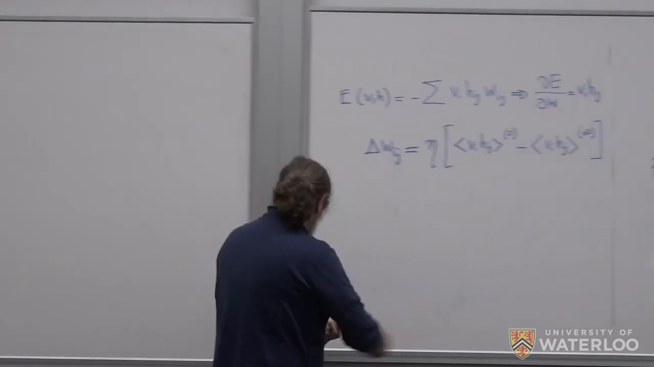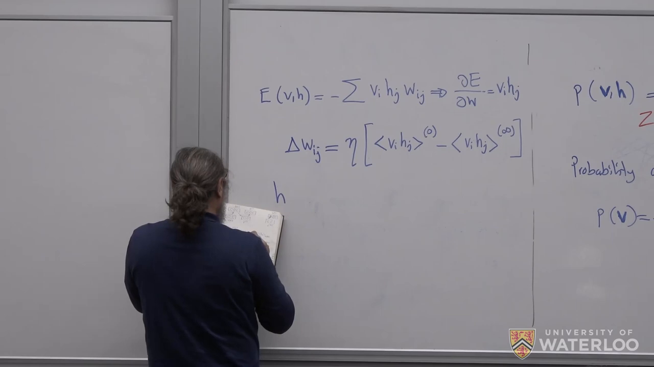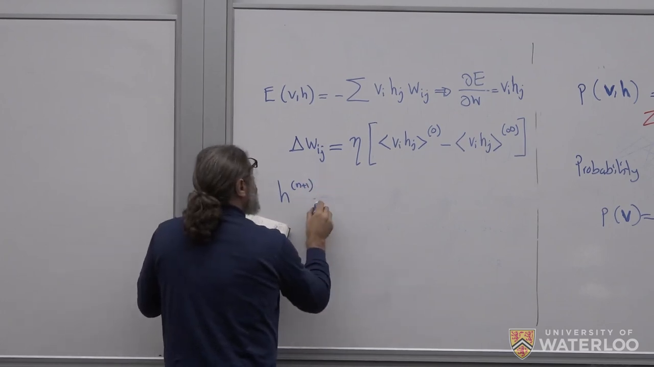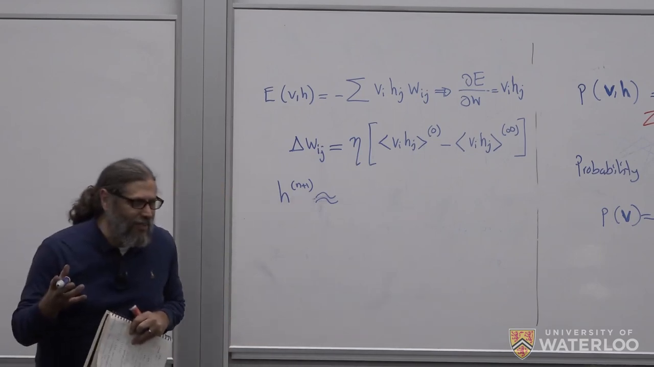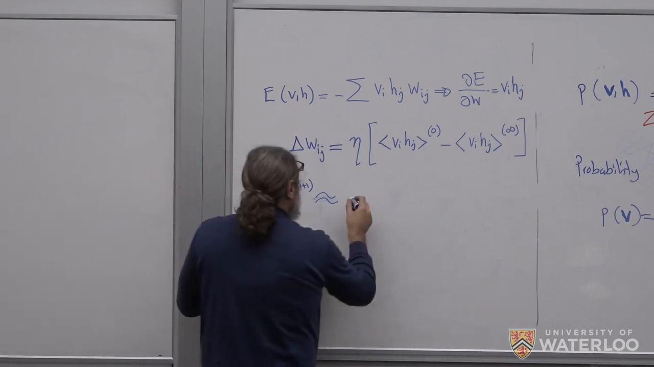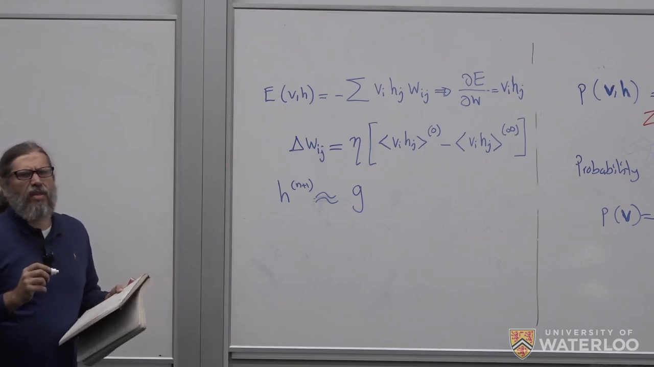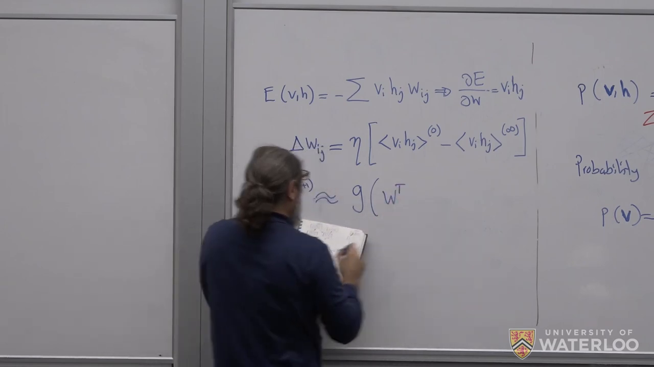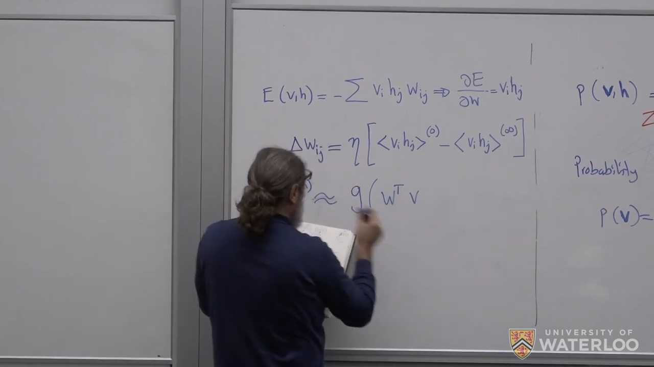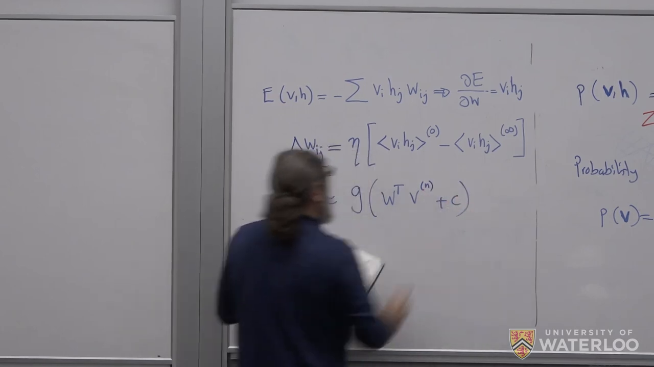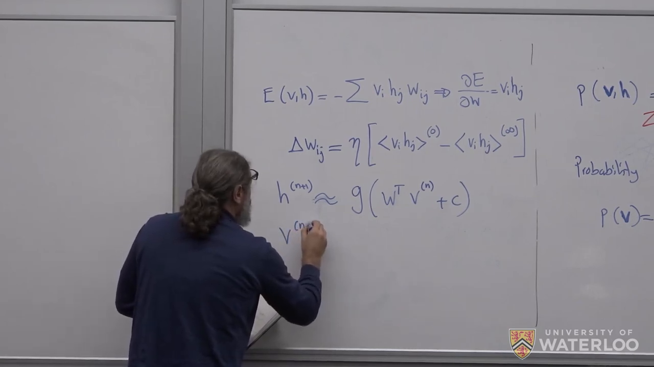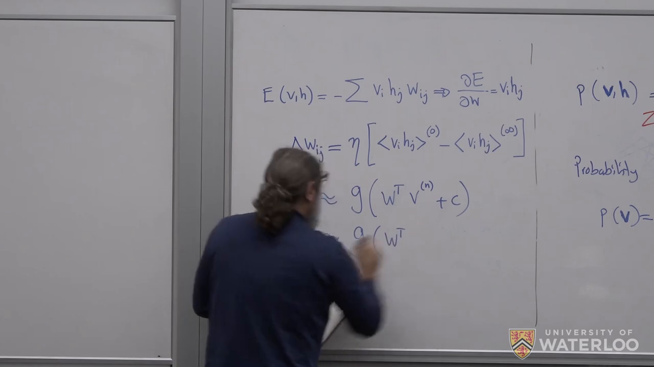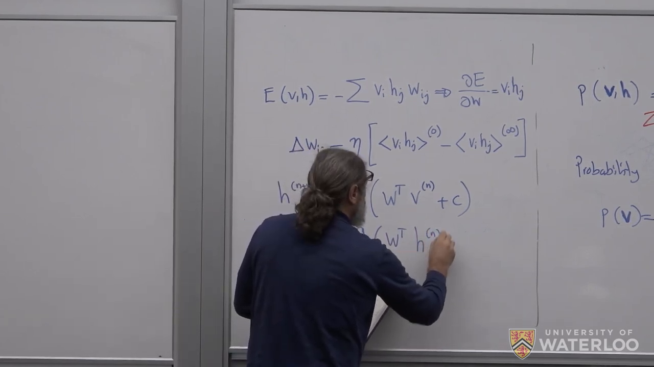Which means our hidden neuron at n plus 1 is roughly, because I will be working with an estimate and cannot go to infinity, approximately the response of a logistic function g that takes as argument the transposed weight vector times v of n plus the bias c. And v of n plus 1 is approximately, using the same logistic function, the transposed weight vector times h of n plus b.